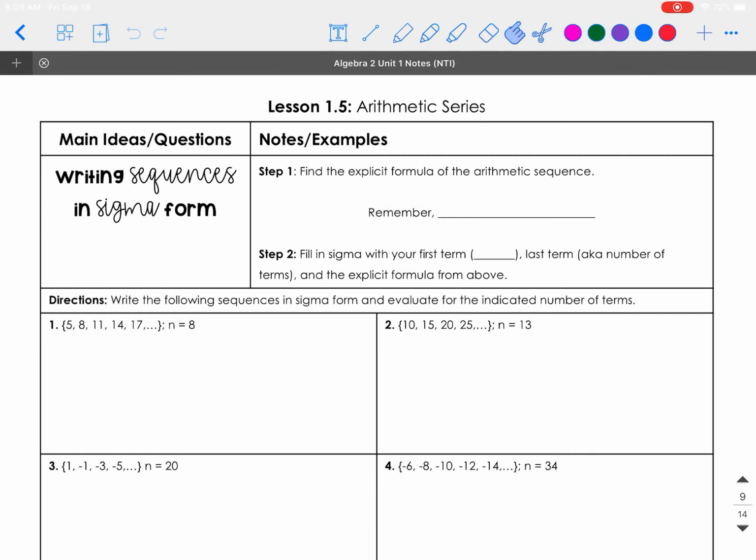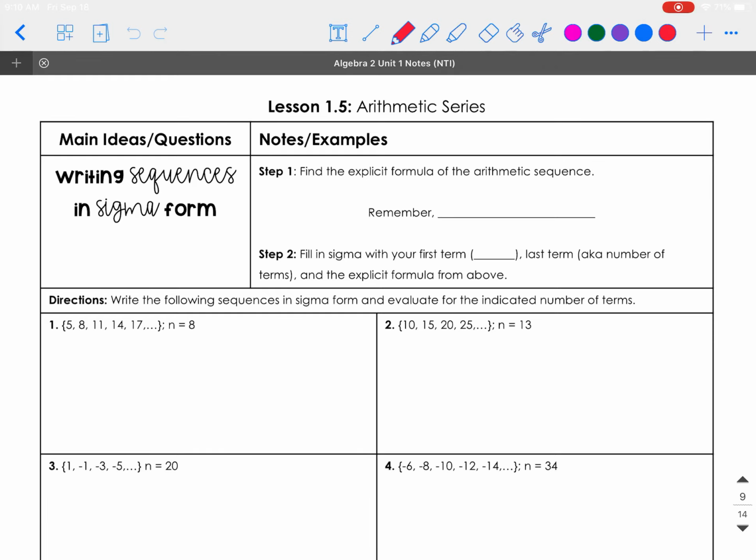Hey guys, in this video we are going to be going over arithmetic series, which is lesson 1.5. If we think back to our previous lessons, we first started learning what a sequence was. A sequence is just a list of numbers that follow a pattern. So like 2, 4, 6, 8, 10. We might have the pattern start at 20 and then go up by ones: 20, 21, 22, 23. And then we learned about formulas for these sequences.